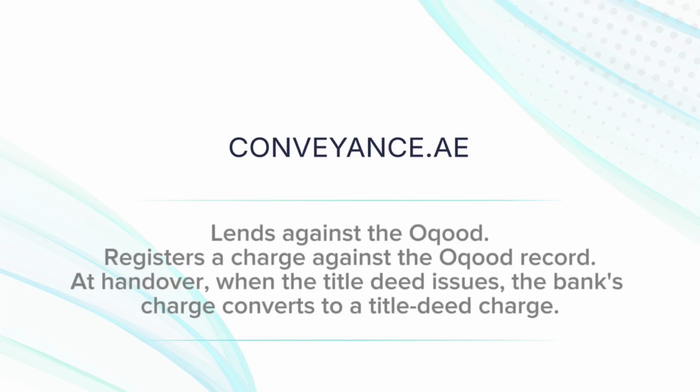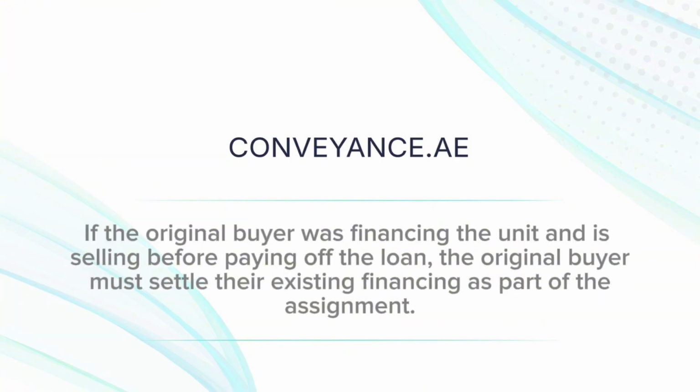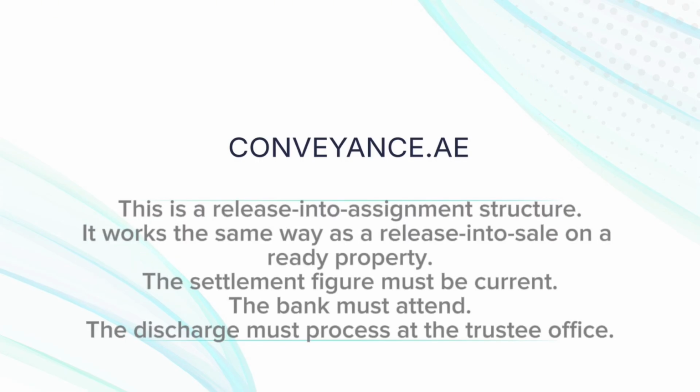At handover, when the title deed issues, the bank's charge converts to a title deed charge. If the original buyer was financing the unit and is selling before paying off the loan, the original buyer must settle their existing financing as part of the assignment. This is a release-and-current assignment structure. It works the same way as a release-and-current sale on a ready property. The settlement figure must be current. The bank must attend. The discharge must process at the trustee office.